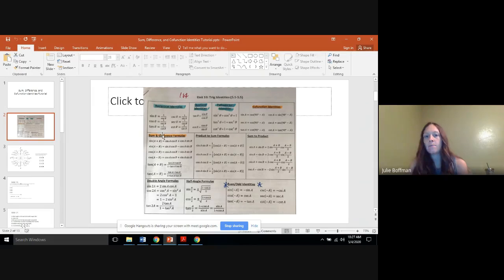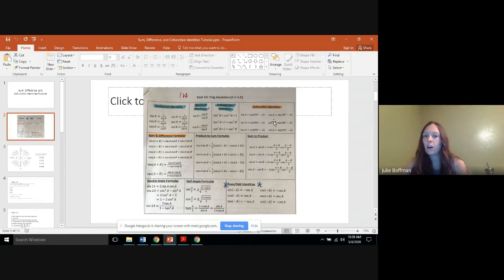They use A and B, but we know that that could be any letter. It could be X and Y. It could be theta and some other letter. So just keep in mind, it just means if you're adding or subtracting 2 angles inside your trig function, how do you break it up to be sine and cosine of each individual angle?